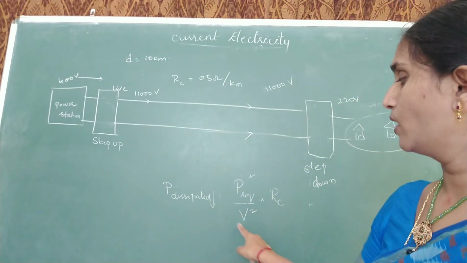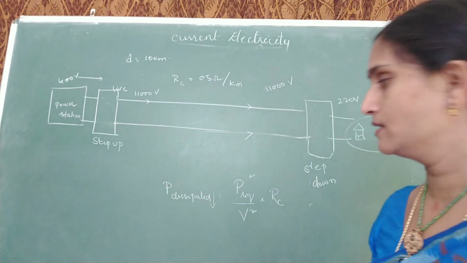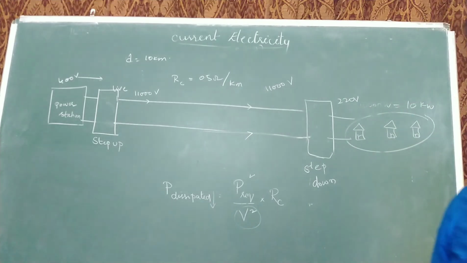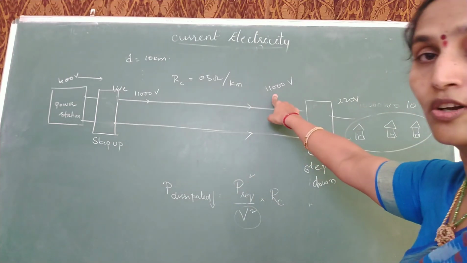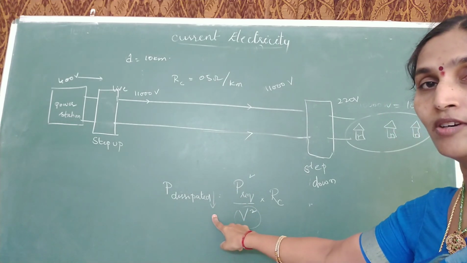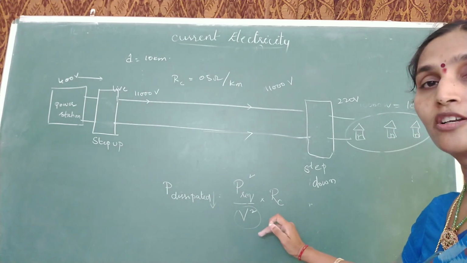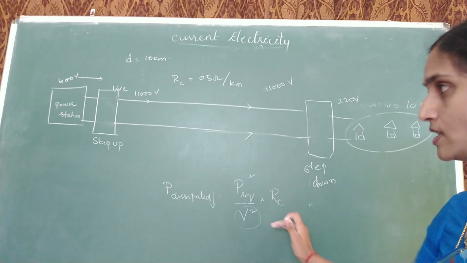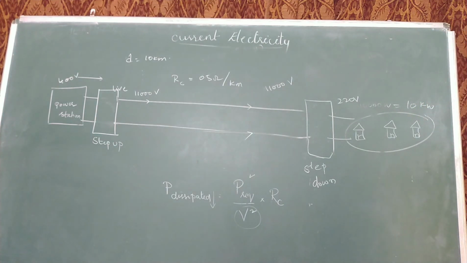Now calculate what will be the power lost during transmission if you replace this 200 with 11,000 or 10,000. Then will there be a very high decrease in power dissipated? A very small amount of power gets dissipated. So this is how the power distribution system works.